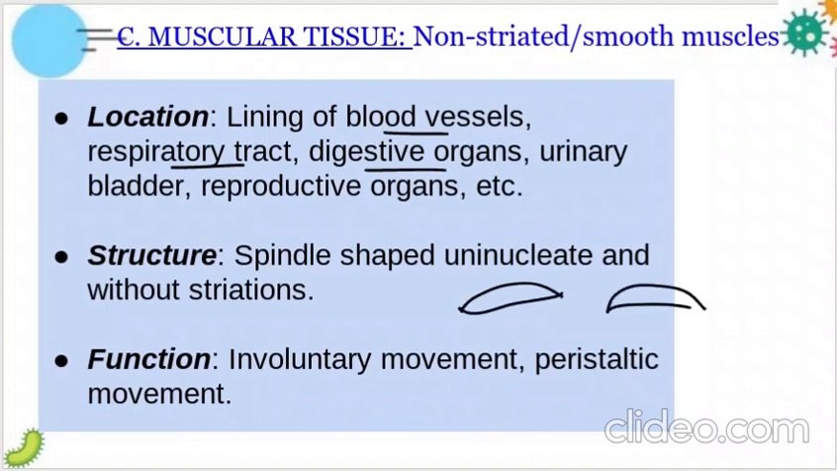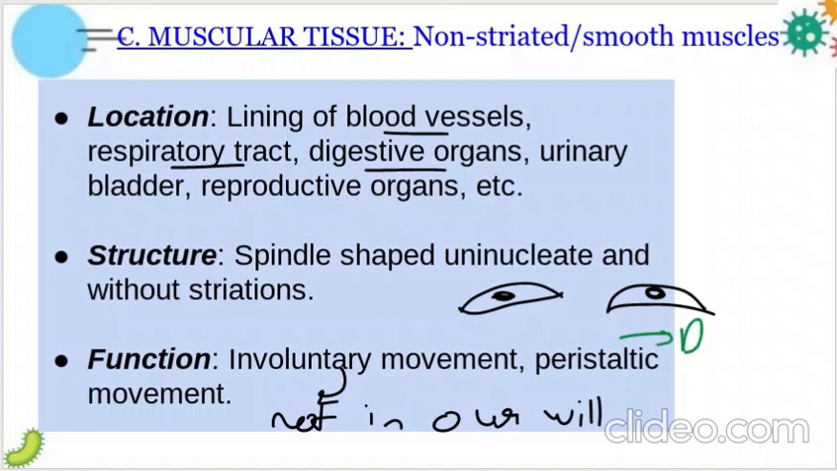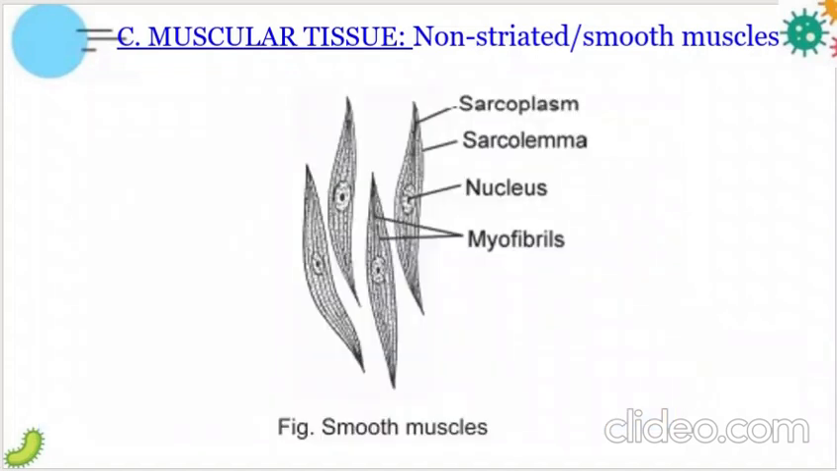They are uninucleated, meaning they have only one nucleus, and no striations are there. There are no light and dark bands, and they're involuntary, not in our will. So we cannot control them. They happen automatically, like peristaltic movement in digestion, right? We cannot control it, it happens automatically. So as you can see here, there is sarcoplasm, sarcolemma, nucleus, myofibrils, but there are no striations over here. So this is our smooth muscles.